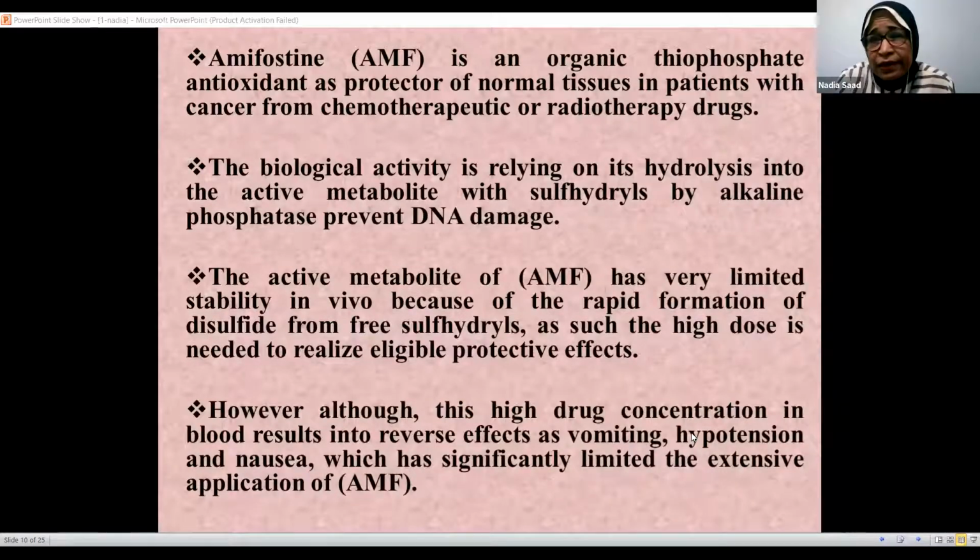Amifostine is an organic thiophosphate antioxidant, which is used as a protector for normal tissue in patients with cancer from chemotherapeutic or radiotherapy drugs. Amifostine becomes an active form by hydrolysis by alkaline phosphatase to prevent DNA damage. But the active metabolites have limited stability in vivo because of rapid formation of disulfide from free sulfhydryls, so it should be used in high dose to realize a protective effect. This high dose leads to adverse effects like vomiting, hypertension, and nausea, which has significantly limited the extensive application of amifostine.